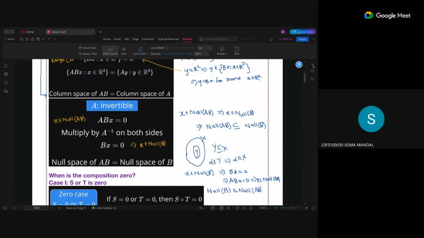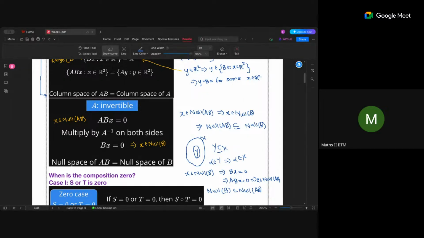Ma'am, it is clear to me. Okay, good. Thank you. Others? It's just a small doubt, Sonali. If the null space of AB is equal to the null space of B, it means that whatever element is in the null space of AB should also be in the null space of B. In the null space of AB, yes.